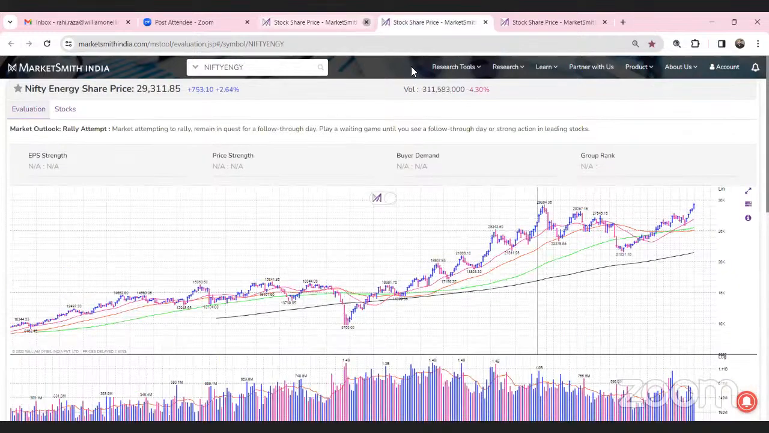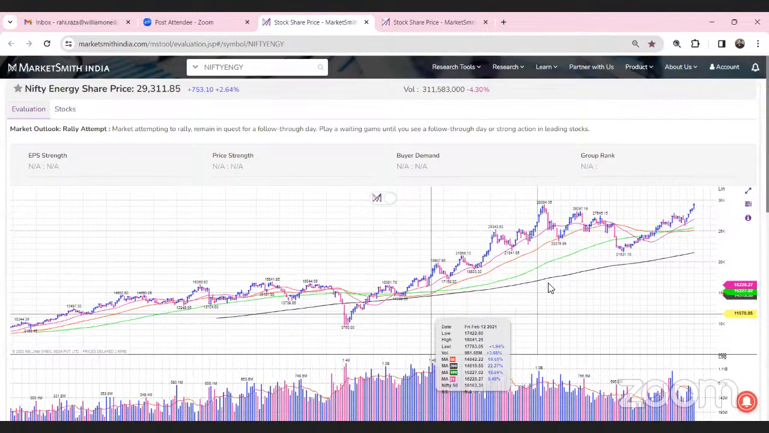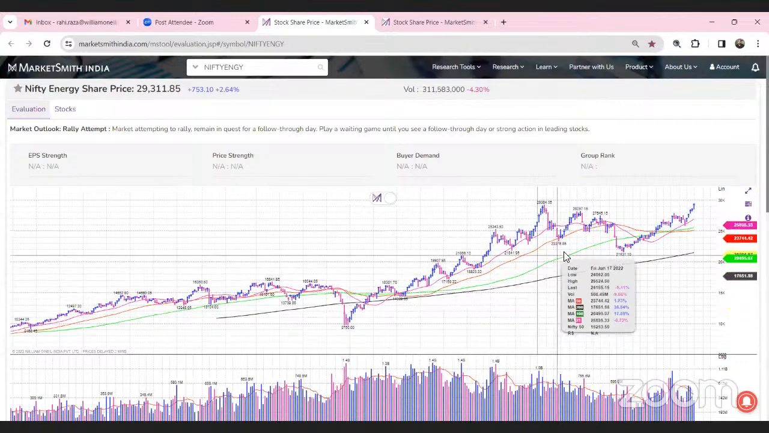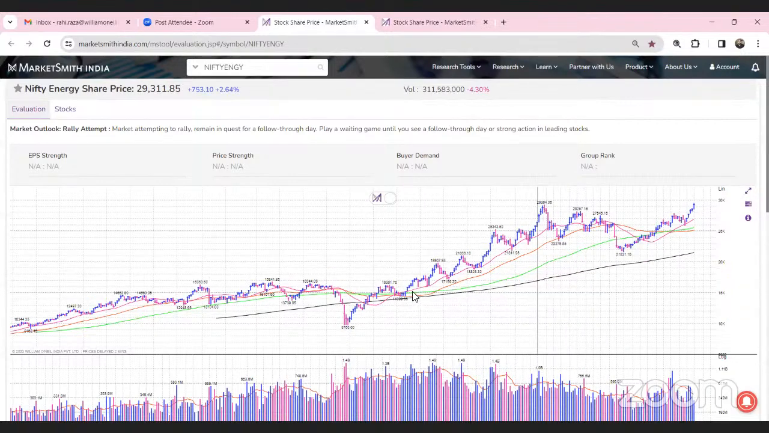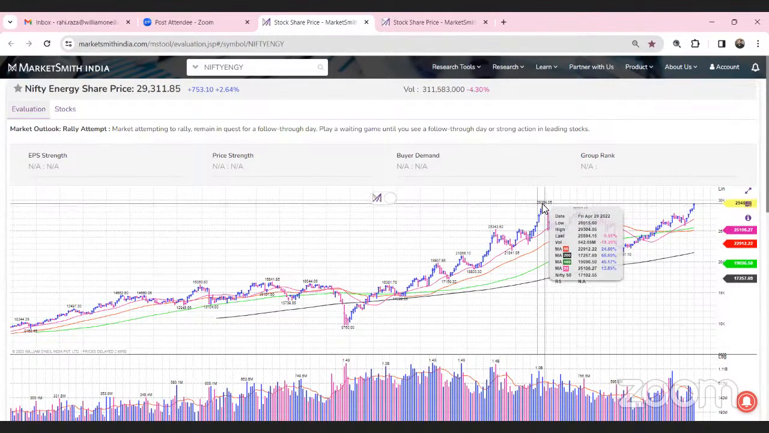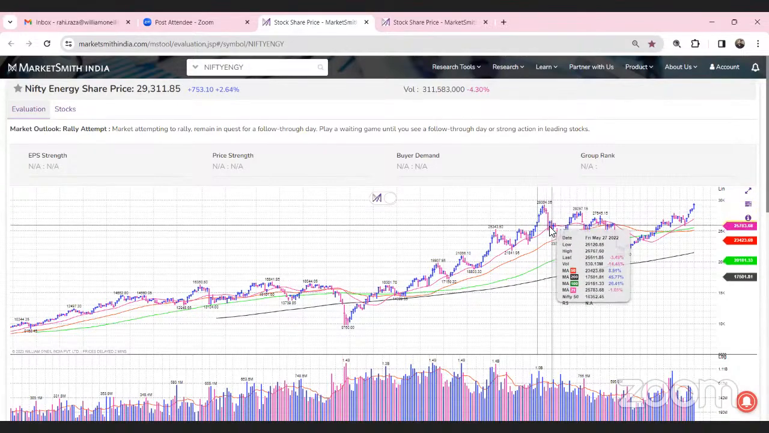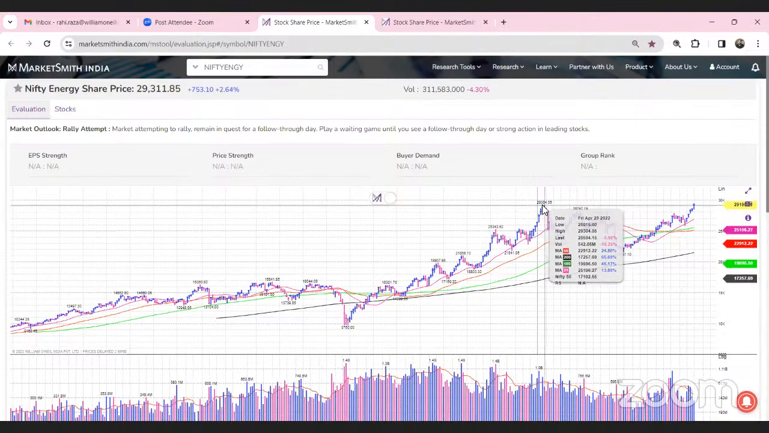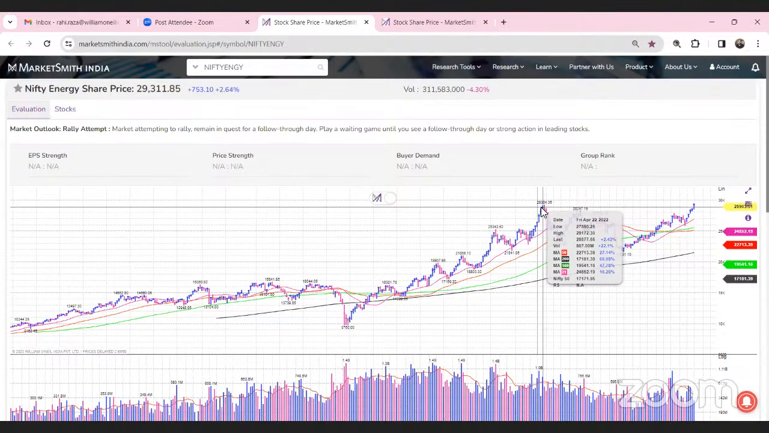Now I would like to talk about Nifty Energy. If you look at the chart, for 1.5 years the index was trading sideways, trying to make a frog and crest type of structure, a zigzag type of pattern. Slowly and gradually, it has hit the target of 29,000, which has already been achieved here in the month of April.